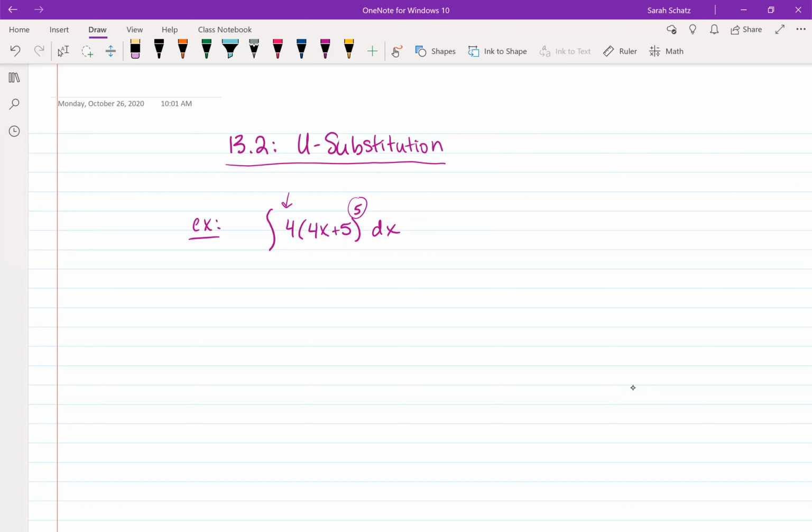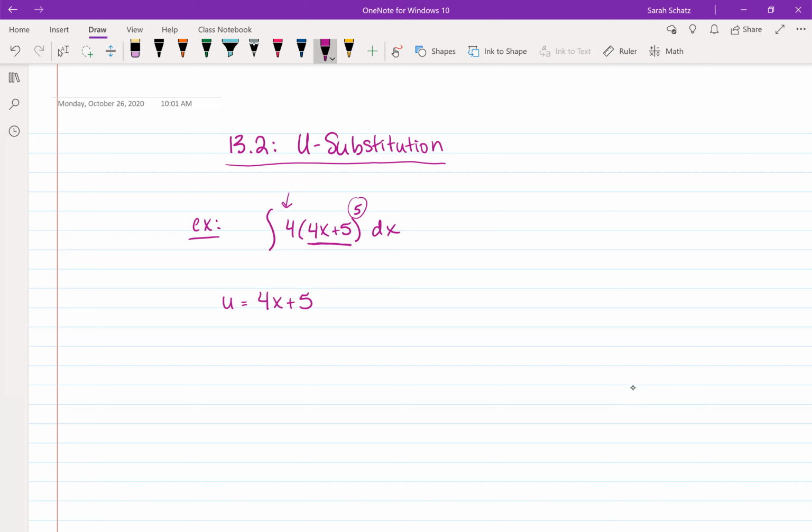So let me tell you that when we have an antiderivative in this form, notice I've got the 4x plus 5 in parentheses, it's raised to a power. Just like you would pick that out for chain rule, we're going to pick it out again, but we're going to call it U. You guys, so today you always pick a U. So I say, okay, that 4x plus 5, being that inside function, I'm going to say that's U. And I'm going to say U equals 4x plus 5.